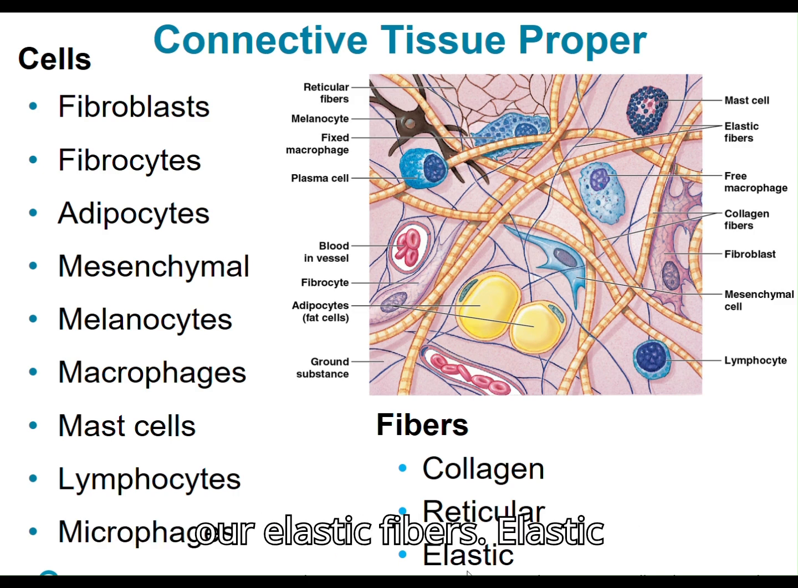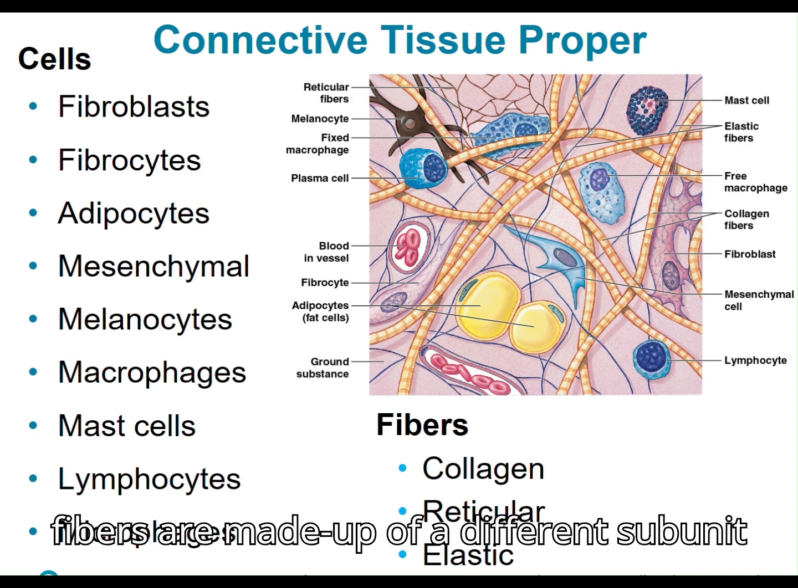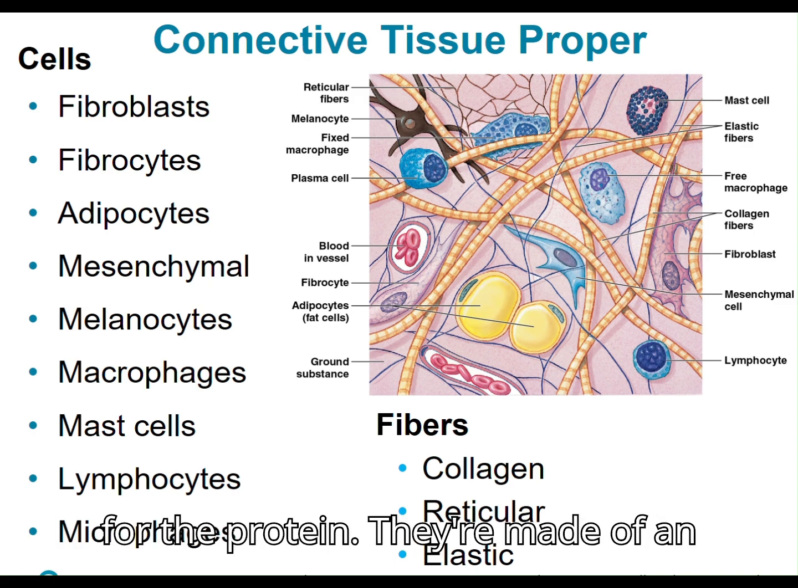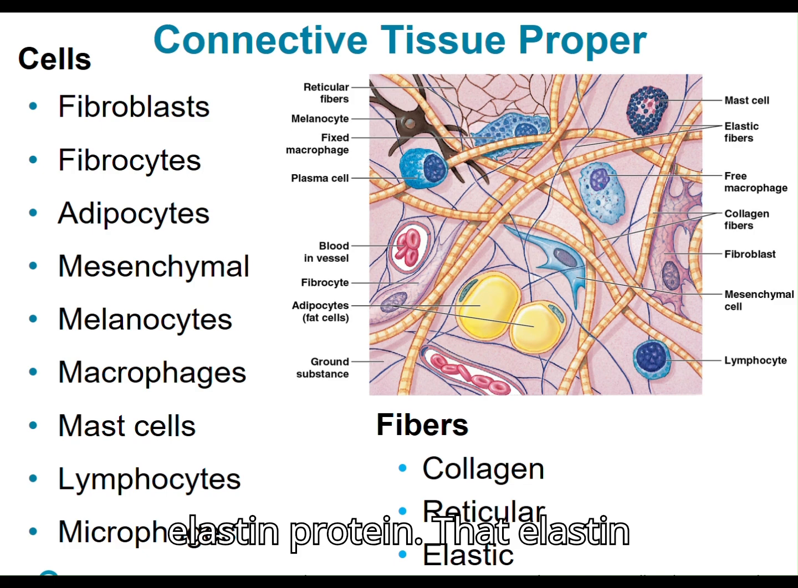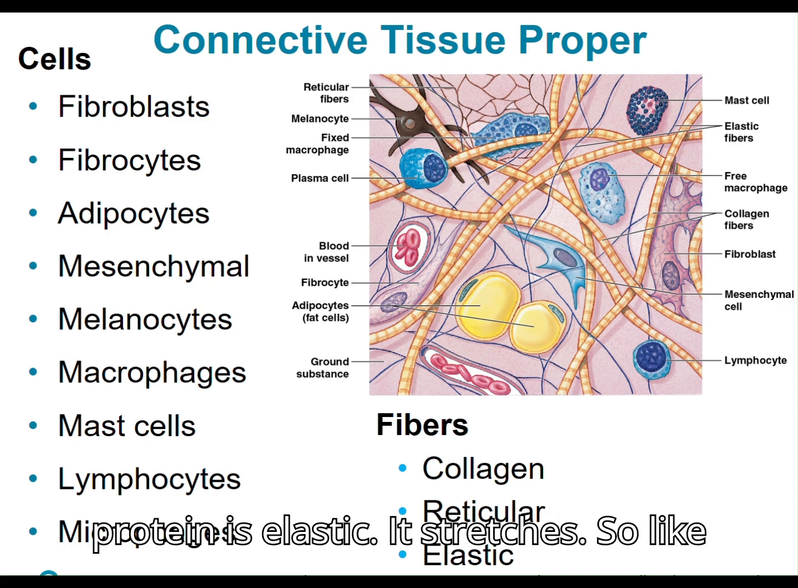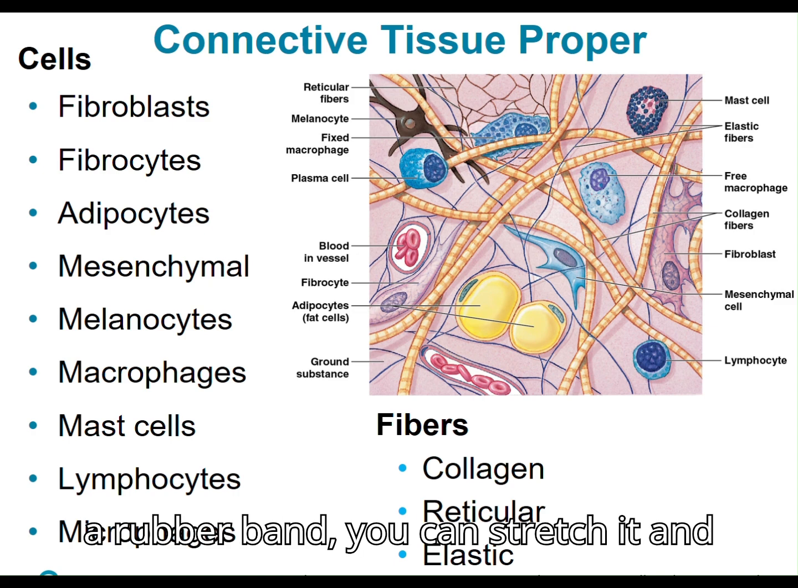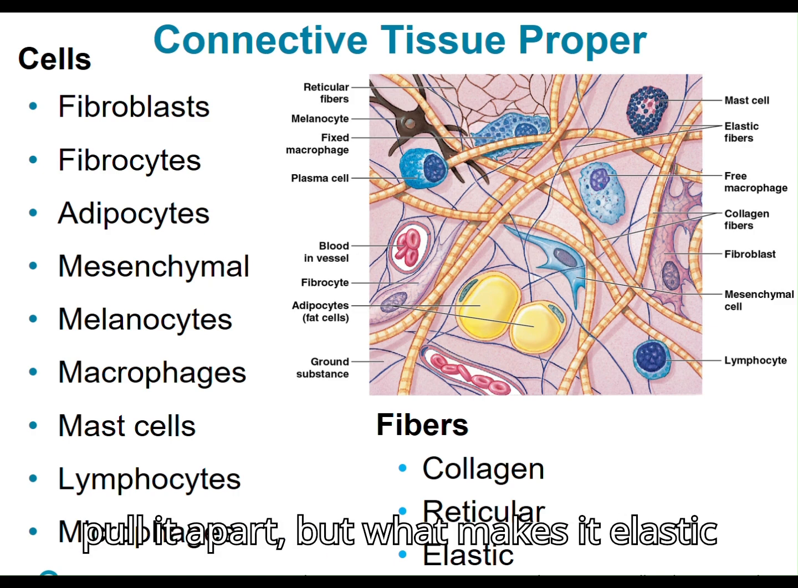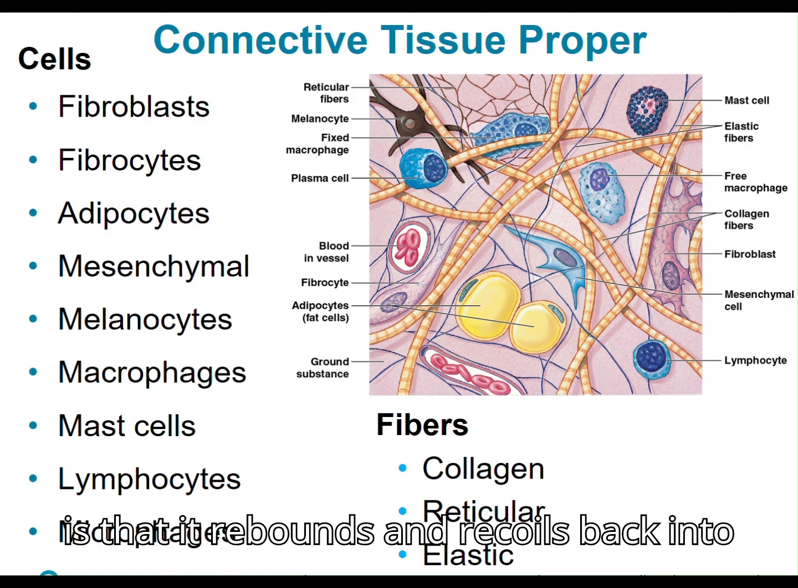And then you have our elastic fibers. Elastic fibers are made up of a different subunit for the protein. They're made of an elastin protein. That elastin protein is elastic. It stretches. So like a rubber band, you can stretch it and pull it apart, but what makes it elastic is that it rebounds and recoils back into place.